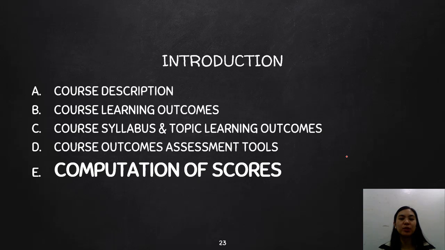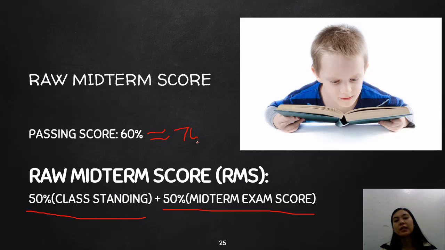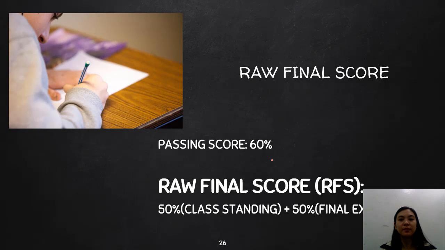And lastly is the computation of your scores. So you already know this, most of you, since I assume that you are in your higher engineering subjects or courses. So how do we calculate your raw midterm score? So that's simply 50% of your class standing plus 50% of your midterm exam. And of course, the passing score for all activities is 60%. So when you get 60%, that is equal to a numerical grade of 75.